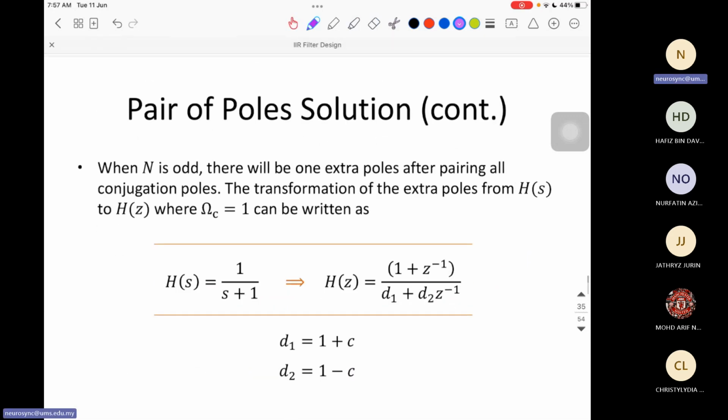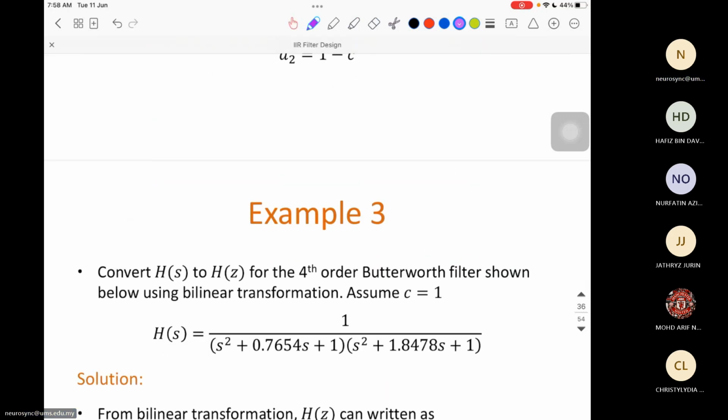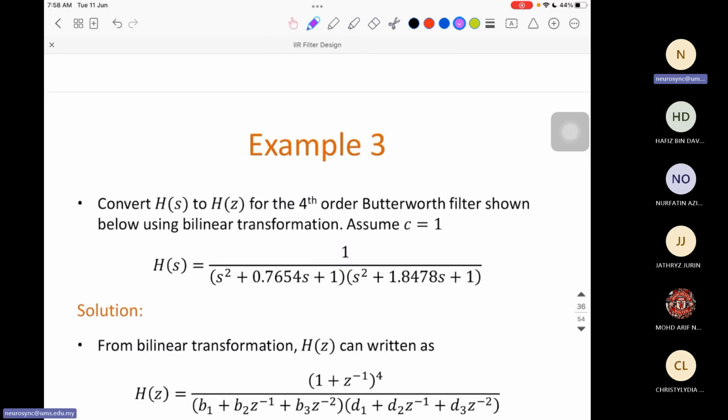Okay, so this is the case where n is odd, like 5, 3. So there will be one complex conjugate pair and one extra pole at s equal to -1, or in the z domain you can represent it like this: 1 plus z inverse divided by d1 plus d2 into z inverse. Okay, and we can find the value of d1 and d2 in terms of c. So that was the example where n was not given. Okay, we have calculated the value of n.